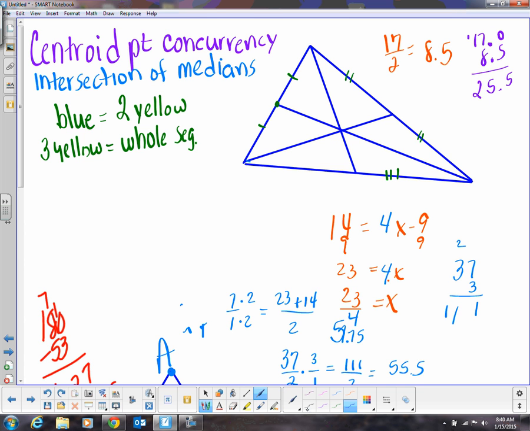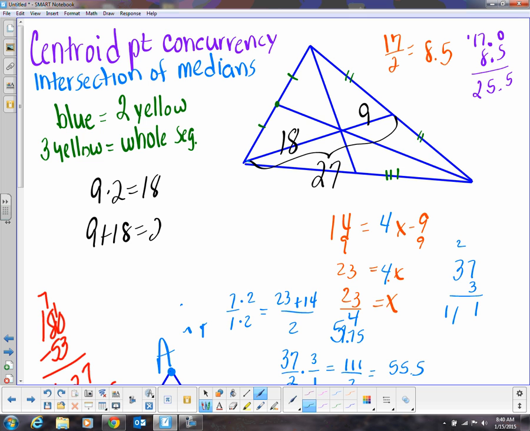15 told us that FD is 9. So therefore, Ethan, what is this piece? 18. So now what's the whole piece? Right. So you'll show me that you said 9 times 2 equals 18. You'll show me 9 plus 18 equals 27. Do not give me just answers, Hale. 6? Yes, you could have. Okay, 6 is back to our mid-segment.